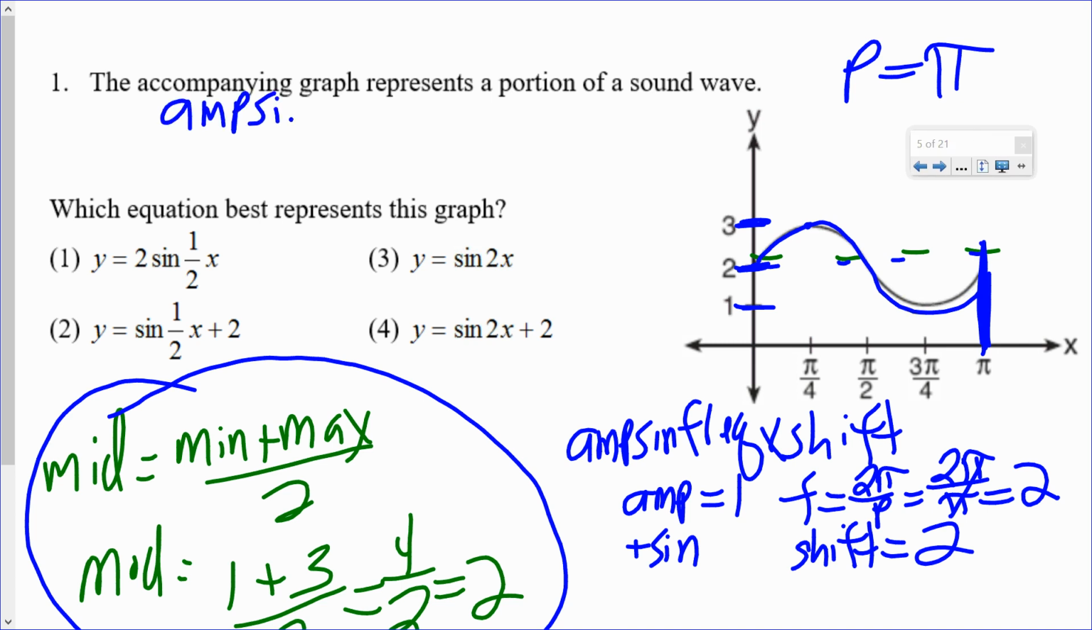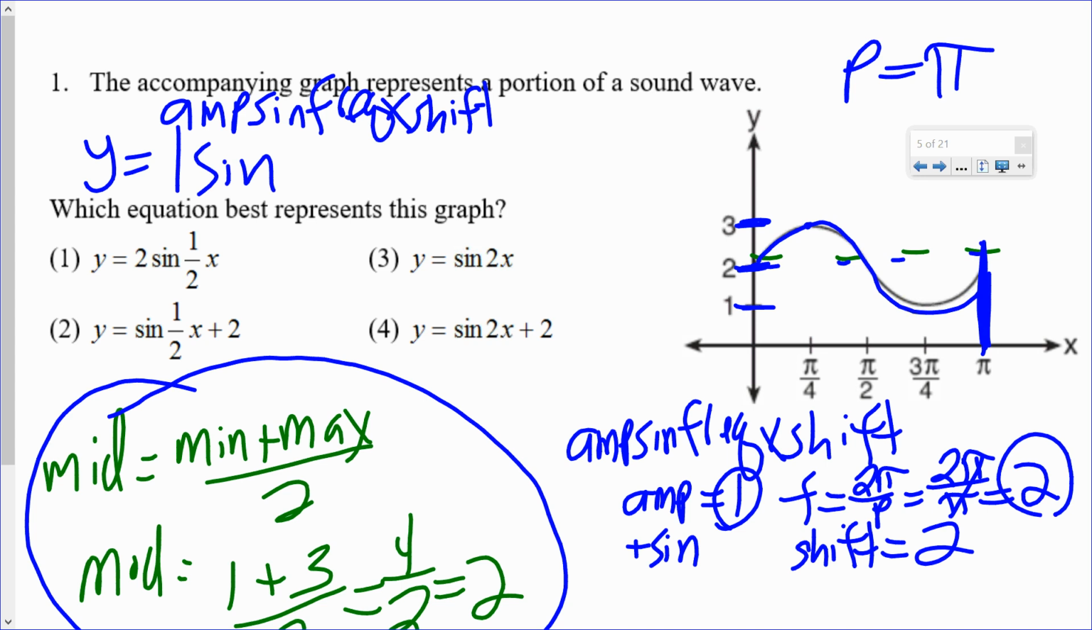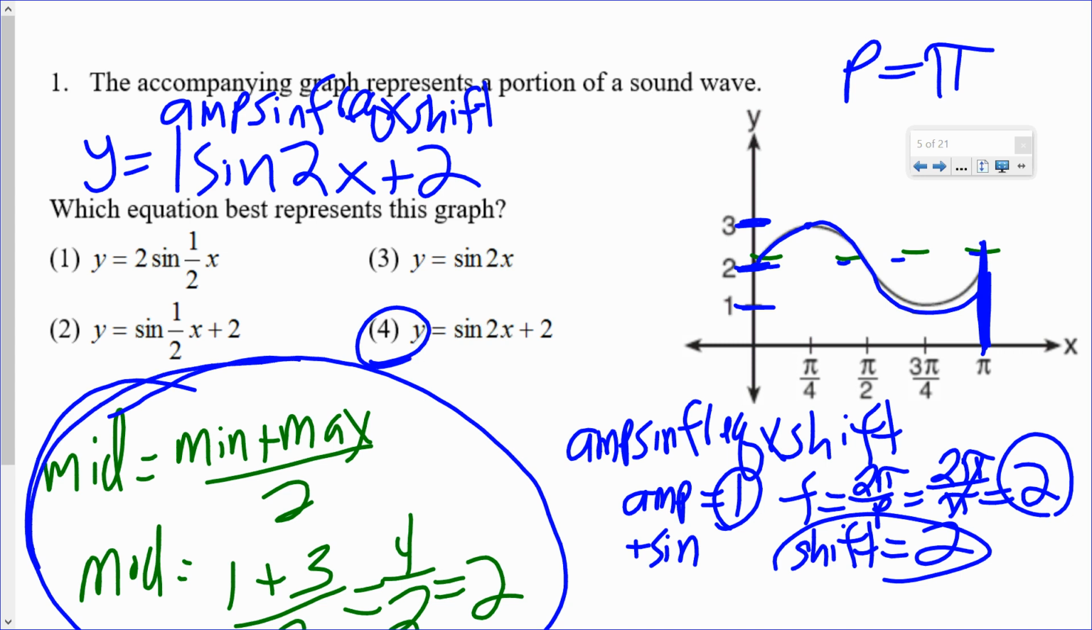Now that I have that information, I'm just going to substitute it into amp sine freq x shift. Y equals the amp we said is 1, positive sine, the freq is 2, x, the shift is 2. 1 sine 2x plus 2. That is choice 4. That's all there is to it. You're just following these steps, and it's all about the midline. If you don't have the midline, it's going to be a lot harder to find the amplitude and determine if it's sine or cosine. So it's really important that we get the midline.